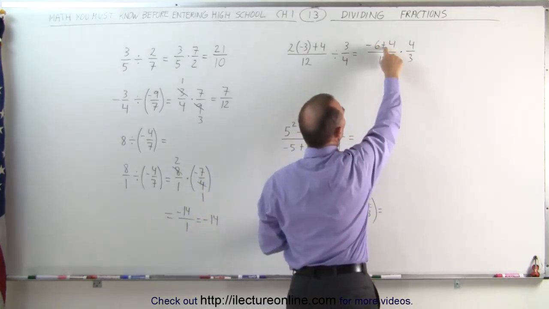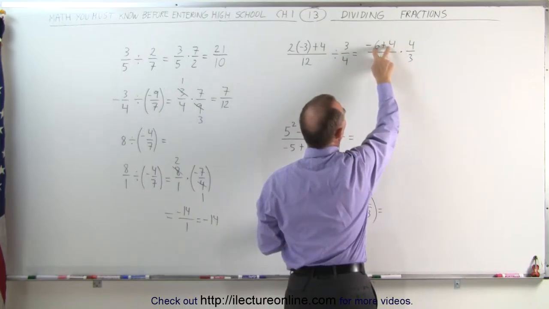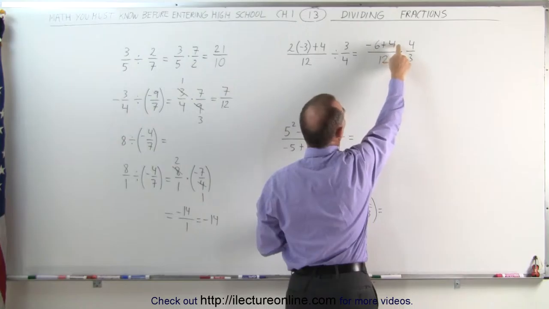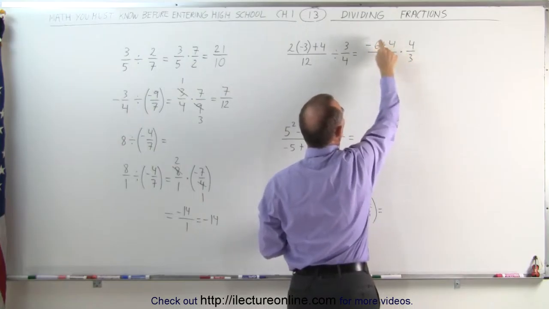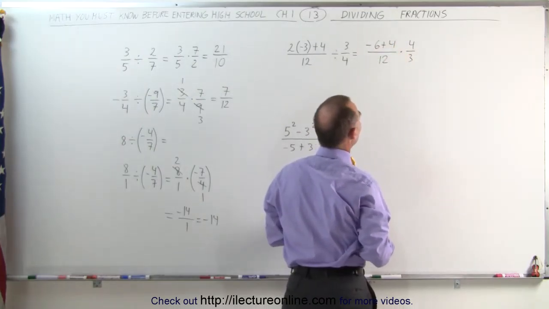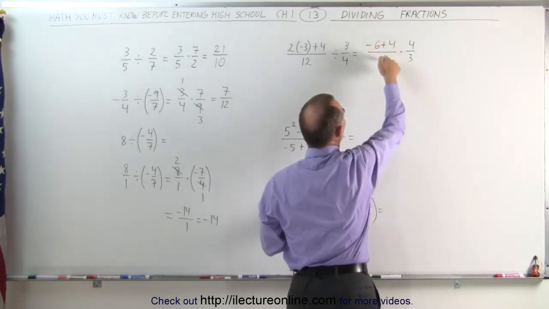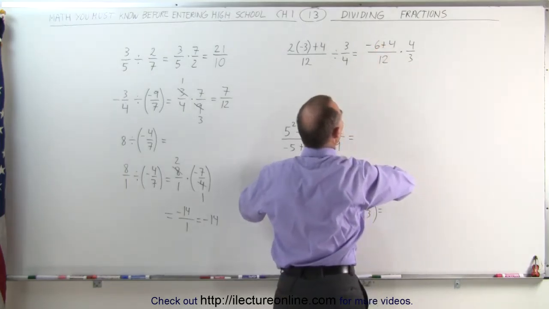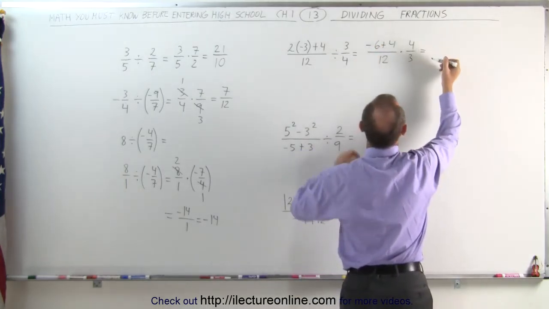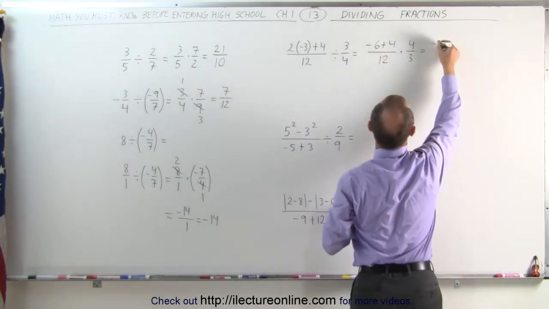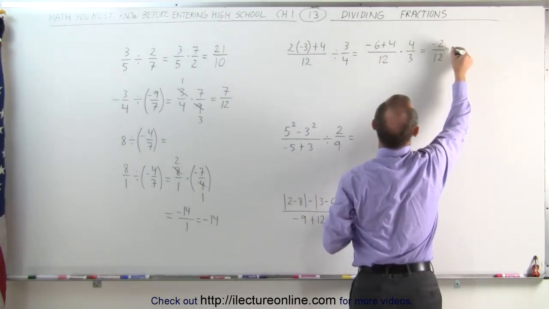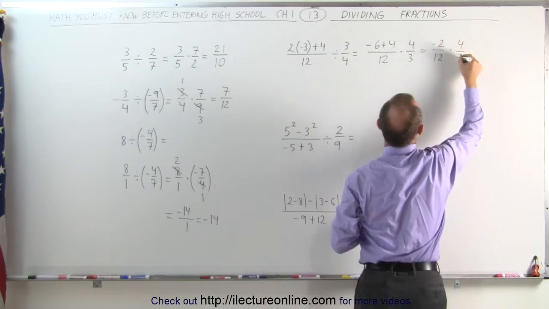Whenever there is an addition or subtraction between the two elements in the numerator, here are the two terms, you have a minus 6 plus 4, you first have to simplify this before you can start reducing. So instead of trying to reduce, that would be incorrect, that would give you a wrong answer. You have to do this instead first. Minus 6 plus 4 is a minus 2 divided by 12 multiplied times 4 divided by 3.